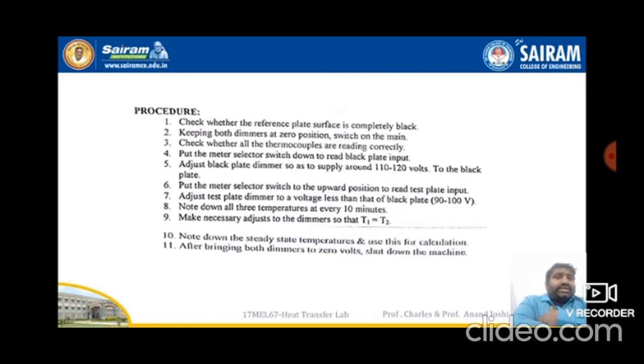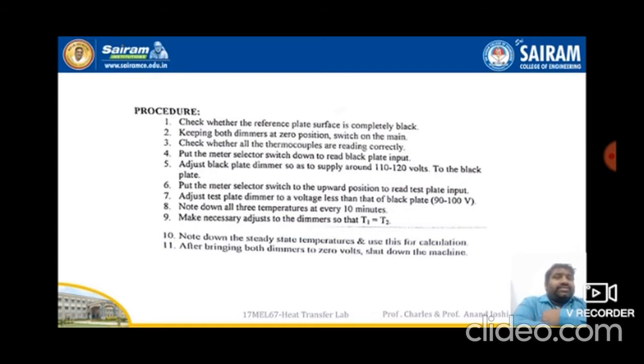And fifth: adjust the black plate dimmerstat to supply around 110 to 120 volts to the black plate. Put the meter selector switch to the upward position to read the test plate input, and adjust the test plate dimmerstat to an average total voltage less than that of the black plate, that is 90 to 100 volts. Note down all the thermocouple temperatures every 10 minutes, and finally make necessary adjustments to the dimmerstats so that T1 is equal to T2. In that way you have to adjust.